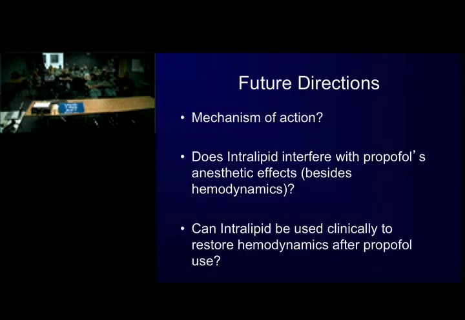So the future directions from where I'm going from here, which I hope to achieve over the next few years. The first big question is the mechanism of action. How is it working? How is it interacting with propofol? And once we come up with that mechanism, that can take us to this final future direction here. The second one is, does Intralipid interfere with propofol's anesthetic effects? So besides the hemodynamic effects, does it alter depth of anesthesia?